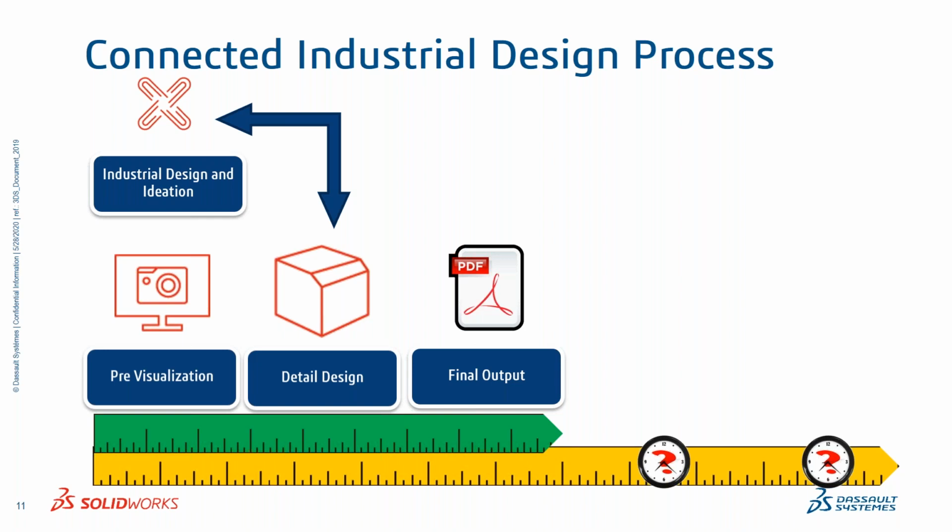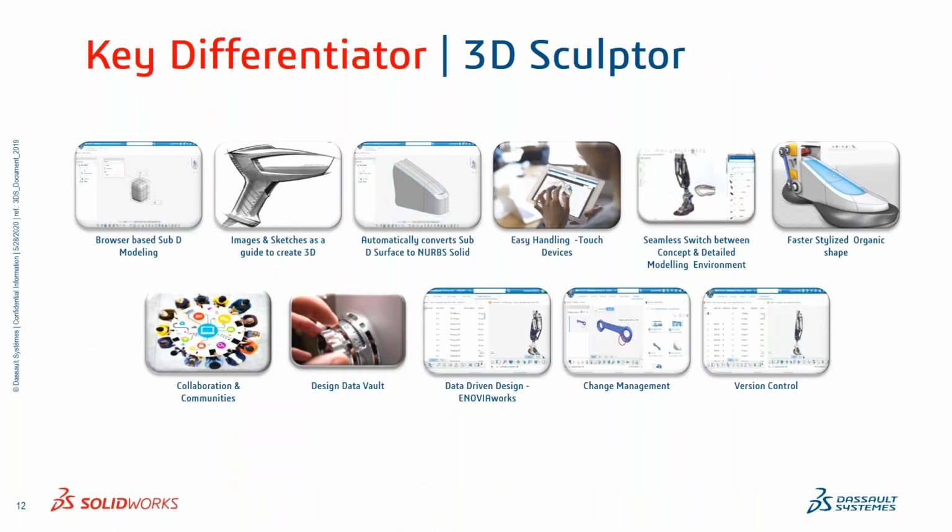Let's look at a few features in 3D Sculptor which make this a very attractive proposition. As I said before, this is basically a browser-based subdivisional modeling tool. You can use images or sketches as a guide to create 3D surface geometry. It can help you create 3D surface geometry from basic sketches which you have done, it might be on paper, so you can use photographs to do surface modeling in this tool.